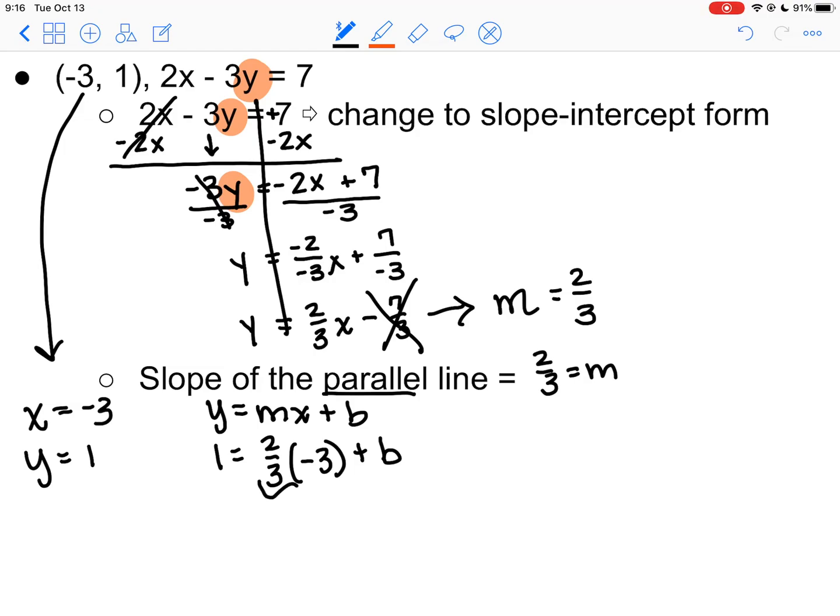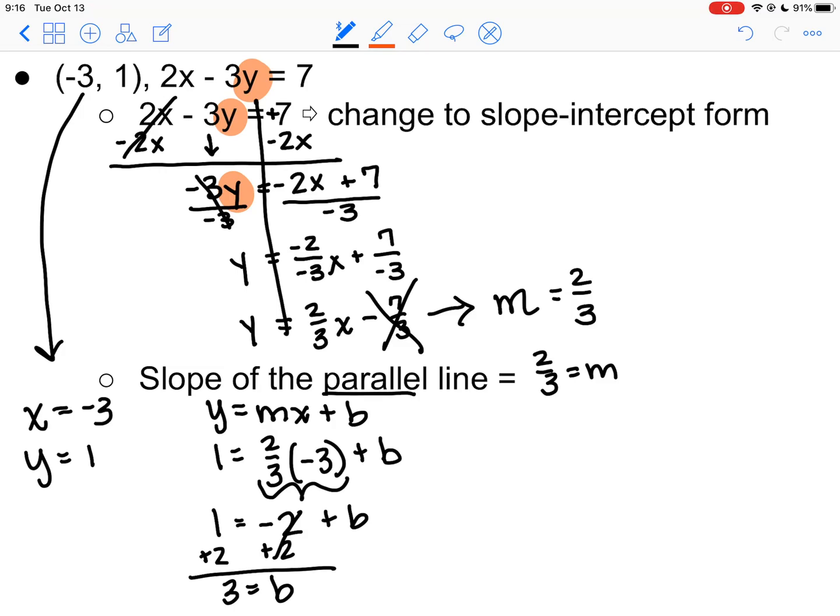The first thing is to multiply that slope by the x value. So 2/3 times negative 3 is negative 2. So negative 2 plus b equals 1. And then to get the b by itself, I'm going to add 2 to both sides. 1 plus 2 is 3. So 3 equals b. M is 2/3.